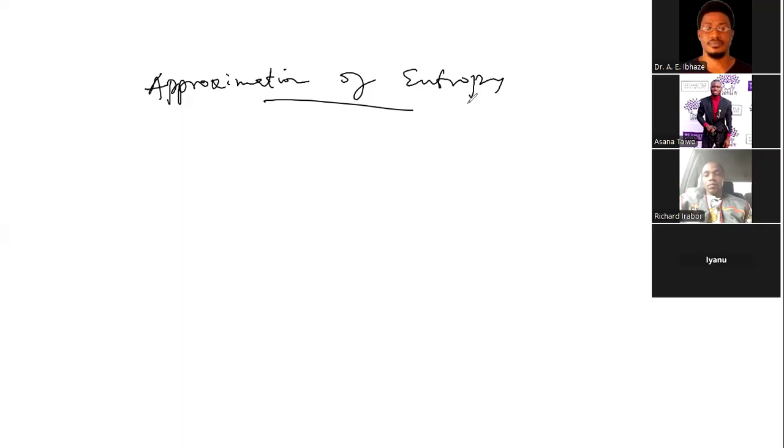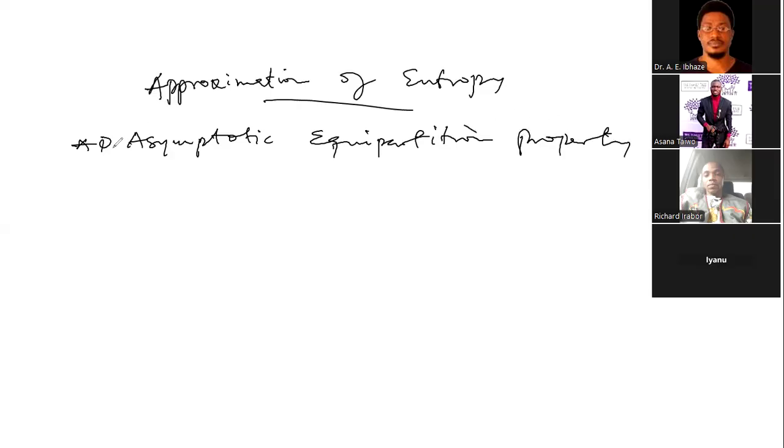Now, if we consider entropy in terms of information theory and coding, we can look up some concepts to be approximation of the entropy. And such concepts are the asymptotic equipartition property, and the entropy rate.